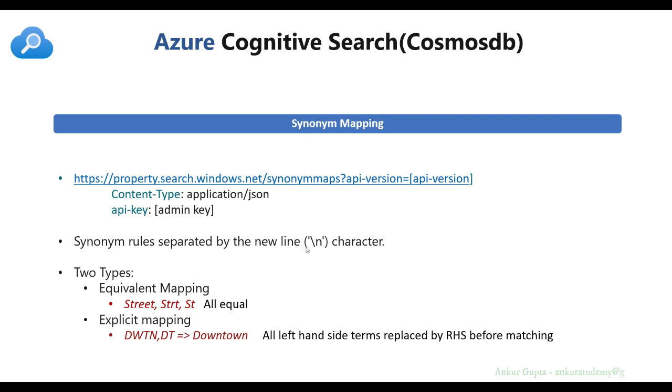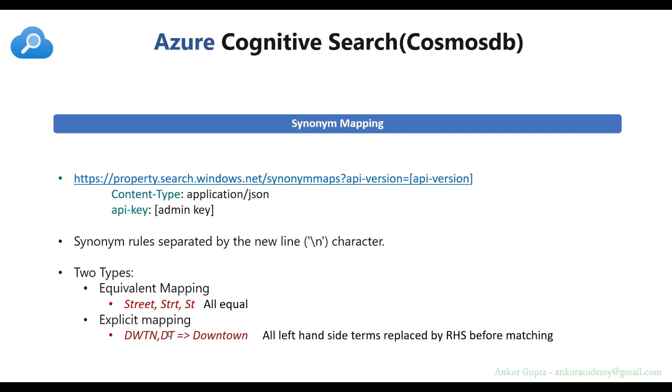Now there are two types of maps that you can create, and all the synonym rules or the words are separated by \n or new line character in a string. And right now synonym maps follow the Apache Solr format. We don't have to dive deep into that format, but just for your information, internally synonym mapping is done using Apache Solr format. Now two types of synonym mappings are equivalent mapping and explicit mapping. Under equivalent mapping you can have a number of terms or words equally weighted. So no matter whether you type street, strt or st in your search query and look for it in a field in your documents, they will be equally weighted when the search is done.